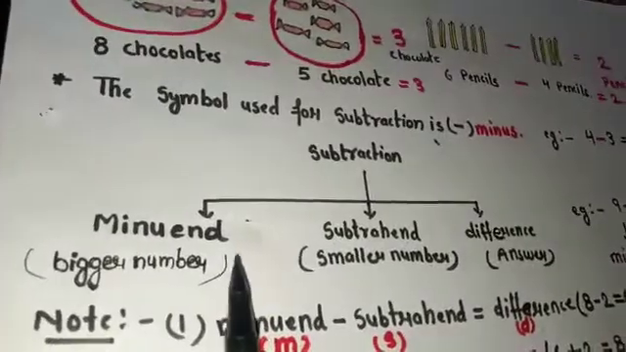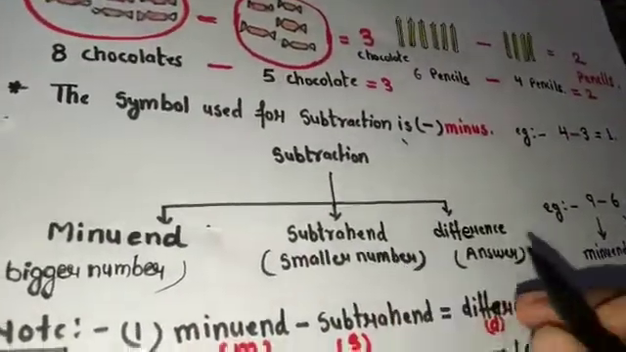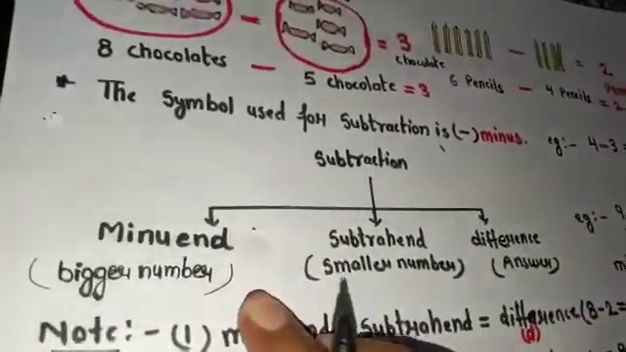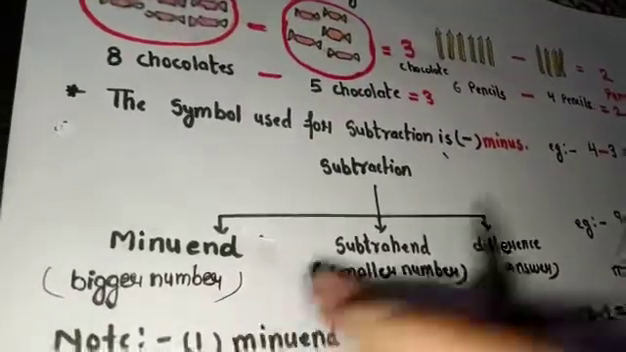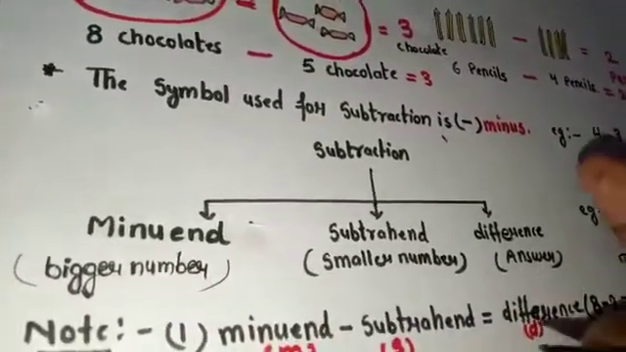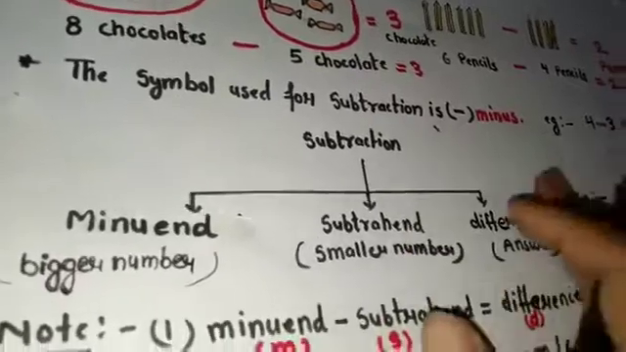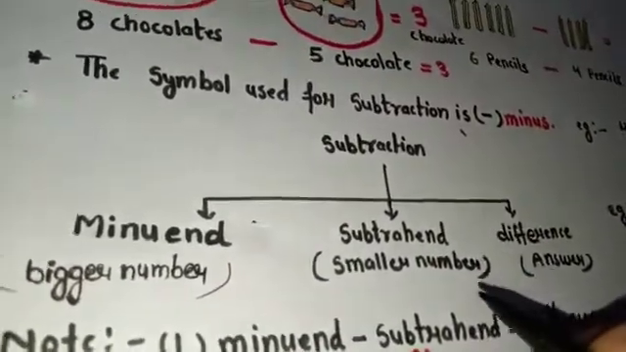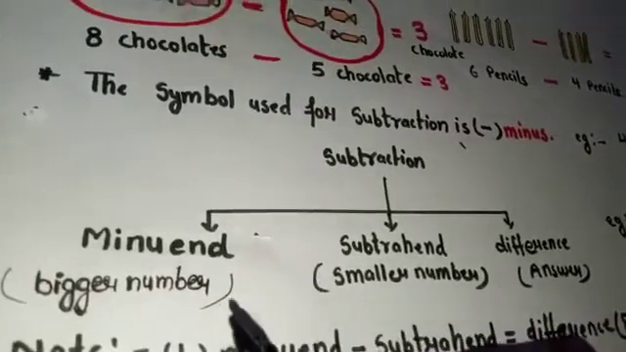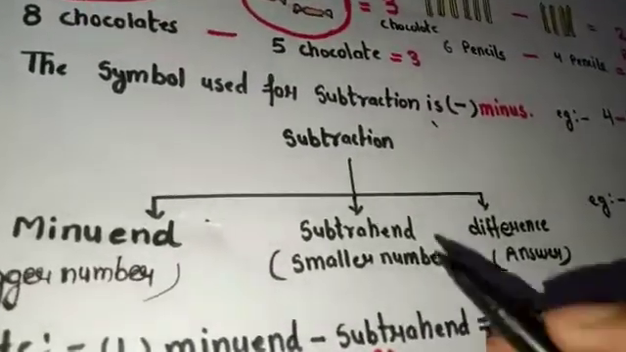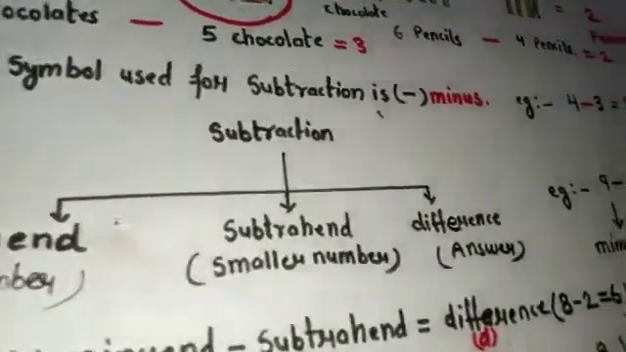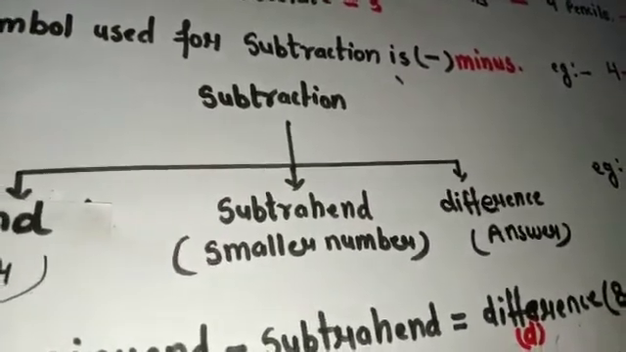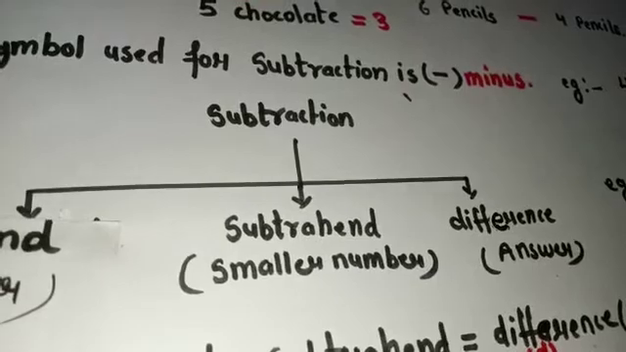Now in subtraction there are 3 terms used. First one is minuend, then subtrahend and difference. In subtraction there are 2 numbers. One is the bigger number and the other is the smaller number. The bigger number is called minuend and the smaller number is called the subtrahend, and the answer which we will find is called difference.